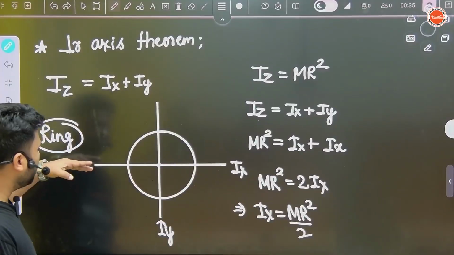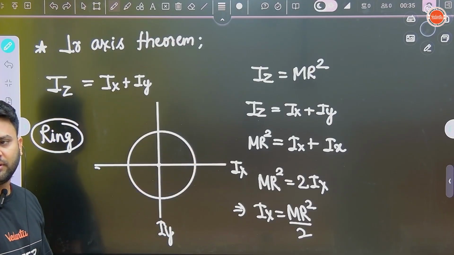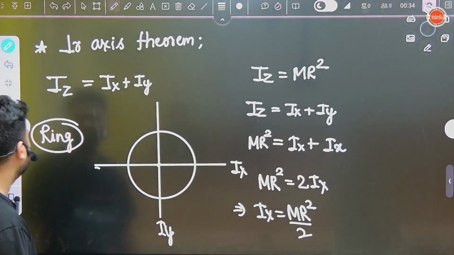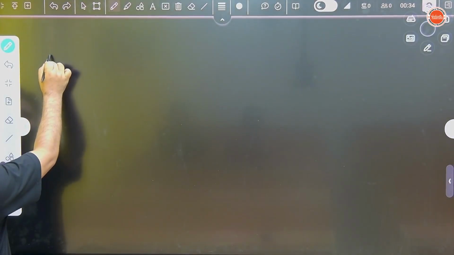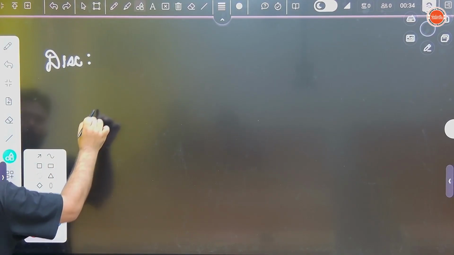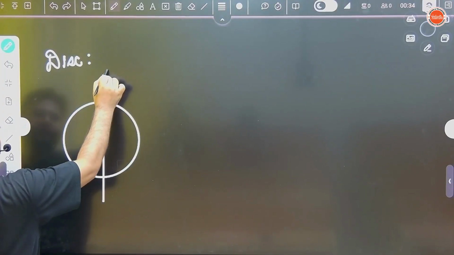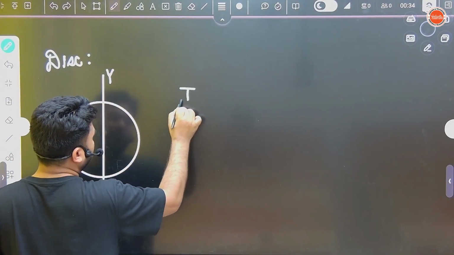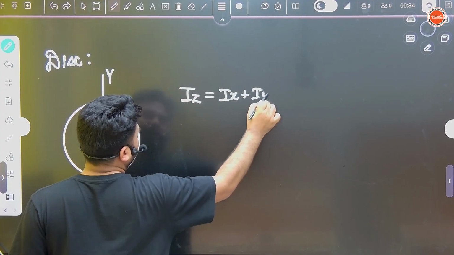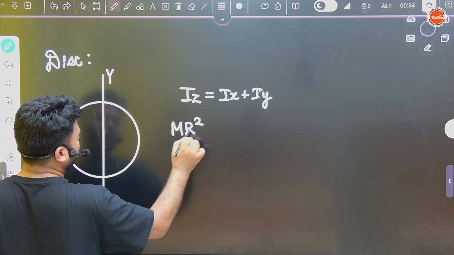So if they ask what is the moment of inertia of a ring about this diametrical axis, it will be mr square by 2. Similarly, if they ask what is the moment of inertia of a disk about this axis, x axis, y axis, whatever, again same thing: moment of inertia about z axis equals moment of inertia about x axis plus moment of inertia about y axis. About z axis we know for a disk it is mr square by 2.